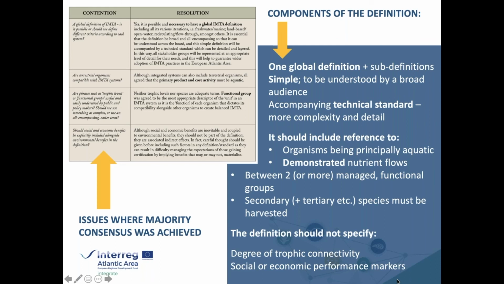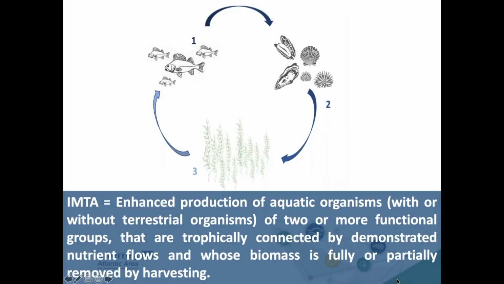So, the definition we finally arrived at was the following. IMTA equals enhanced production of aquatic organisms with or without terrestrial organisms of 2 or more functional groups that are trophically connected by demonstrated nutrient flows and whose biomass is fully or partially removed by harvesting.